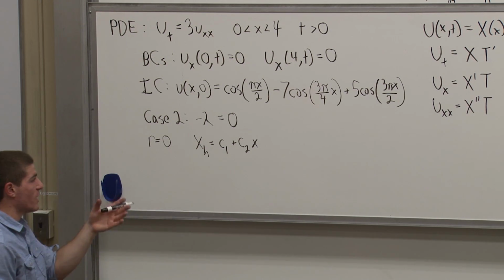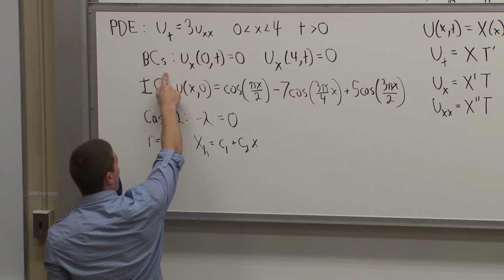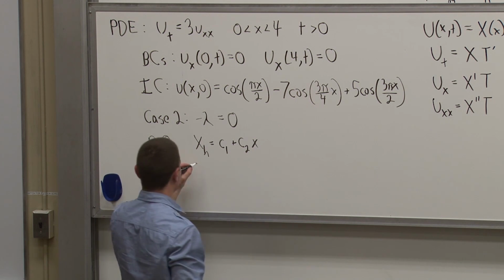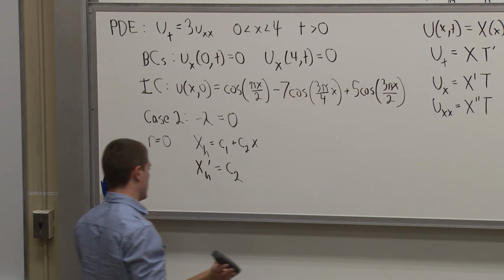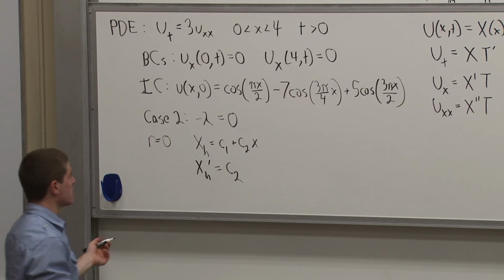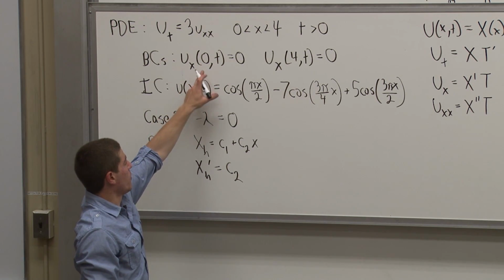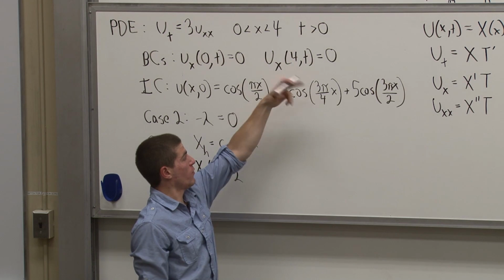Now similarly, to use these boundary conditions, we need to find a derivative. So let's do that. x homogeneous prime equals c2. That's it, c2. All right. So if that's the case, from the first one, when you plug in 0, or you plug in 4, it equals 0.